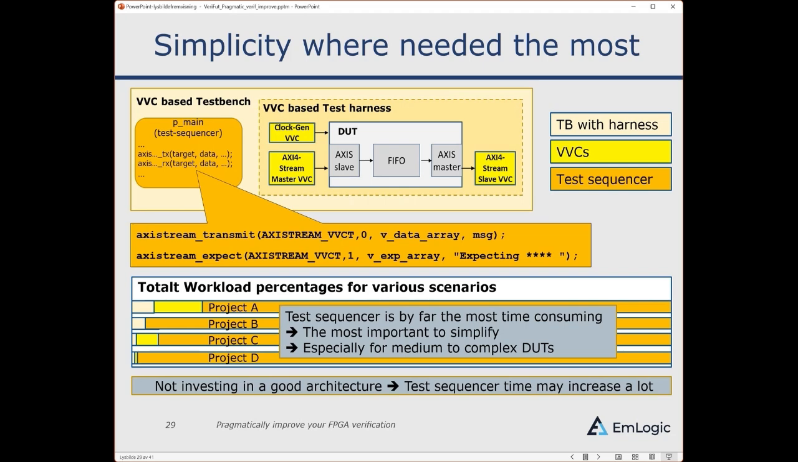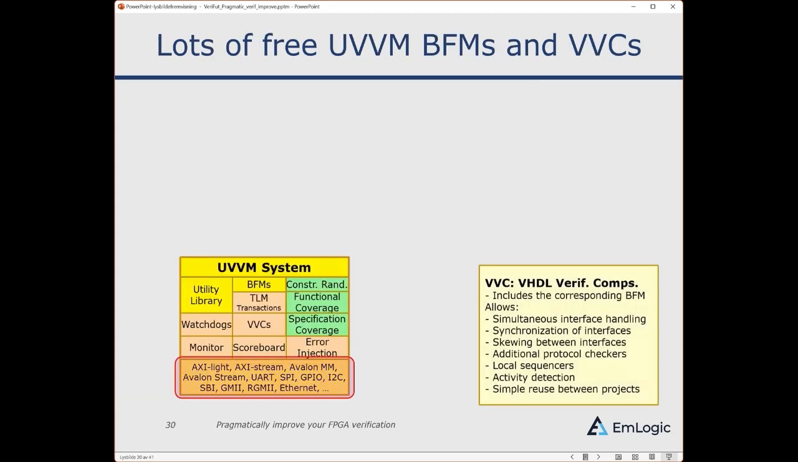So not investing in a good architecture means that the test sequencer development time will increase a lot. That's why it's important to be able to control things from the test sequencer with high-level commands like that. I mean, even software designers could write these commands and understand how it works.